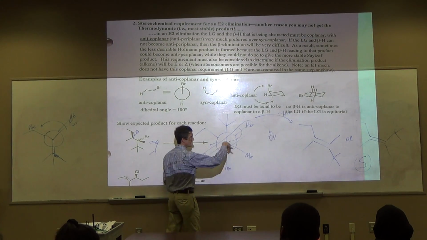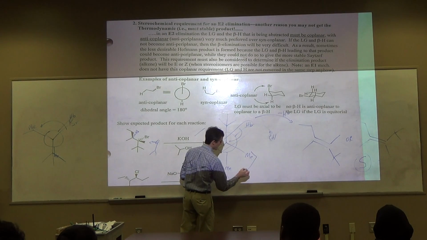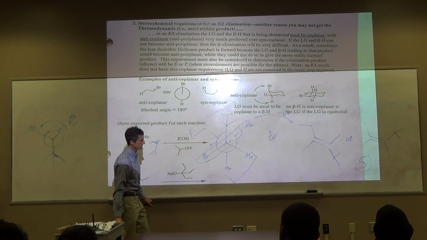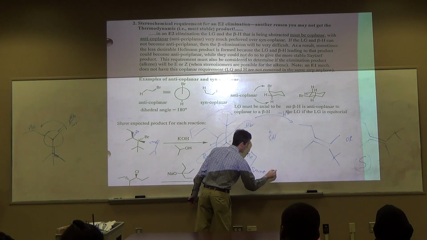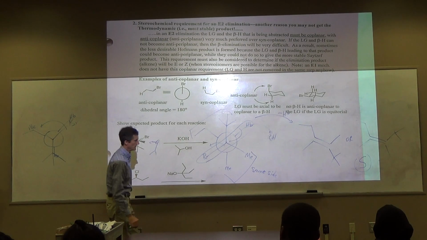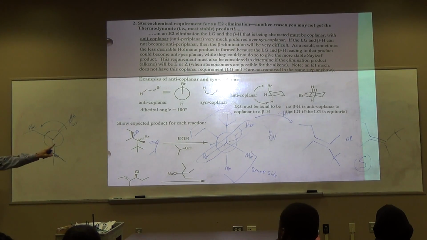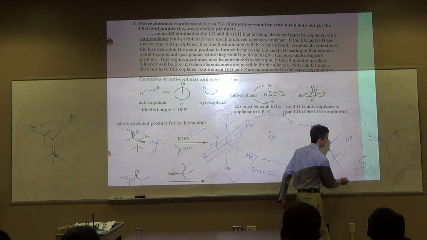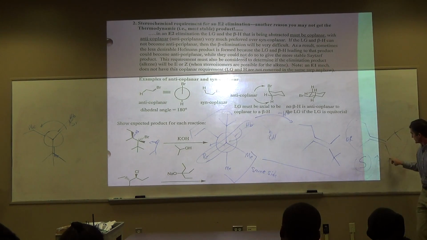Well, guess what? If that takes place like this, these two groups are adjacent to each other, and these two groups are adjacent. The methyls are on the same side when the reaction takes place. Thus, they're going to be on the same side in the product. Which product do we get? First or the second? Second. The methyls are on the same side.